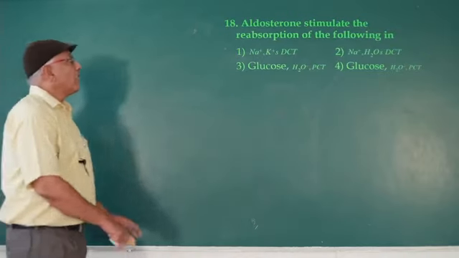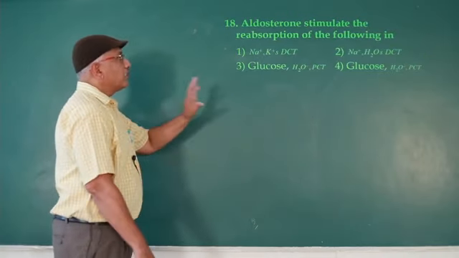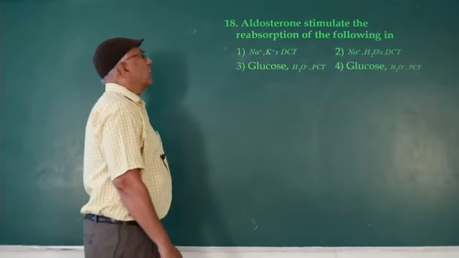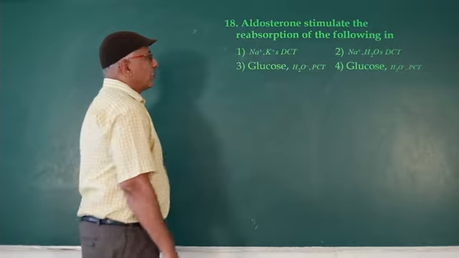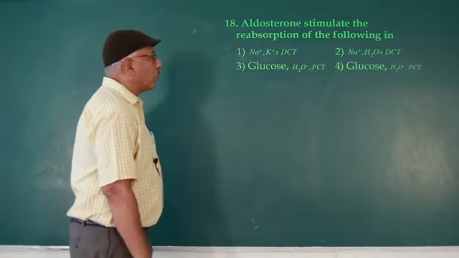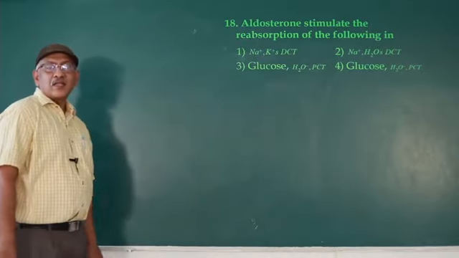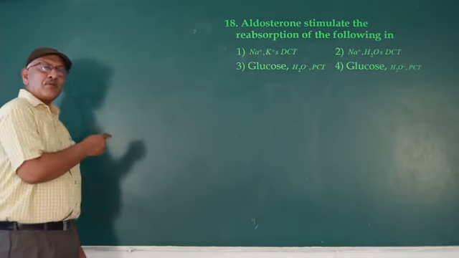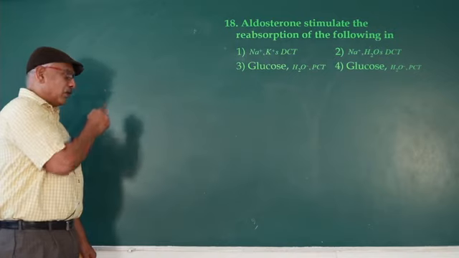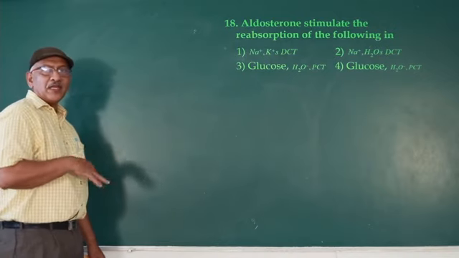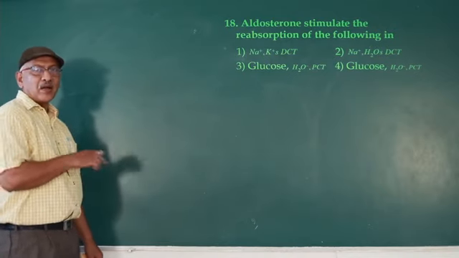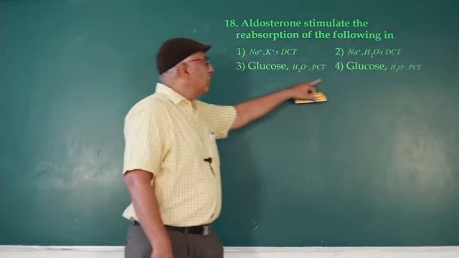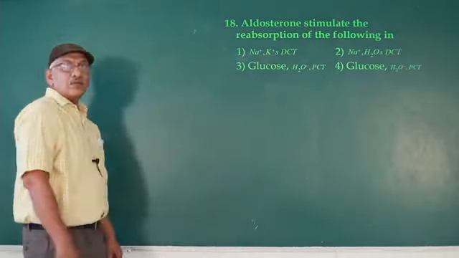Next question: aldosterone stimulates the reabsorption of the following. Aldosterone deals with electrolytes, it is not related to glucose. Why? All essential substances are reabsorbed in the PCT. Reabsorption in the PCT and descending limb of loop of Henle is obligatory, mandatory, compulsory. No hormone is required. So glucose is given, so you eliminate glucose.